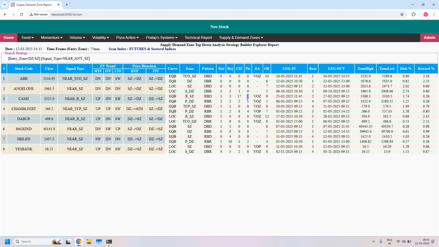CAMS is a pierced zone. You can't use it for high liquidity zone strategy. You can use it for pierced zone strategy, but not HLQ zone strategy. It is not valid. And Chambal Fertilizers is having a high liquidity supply zone. Dabur is having a high liquidity supply zone. That's it. We identified 2 75 minutes high liquidity supply zones from this list.